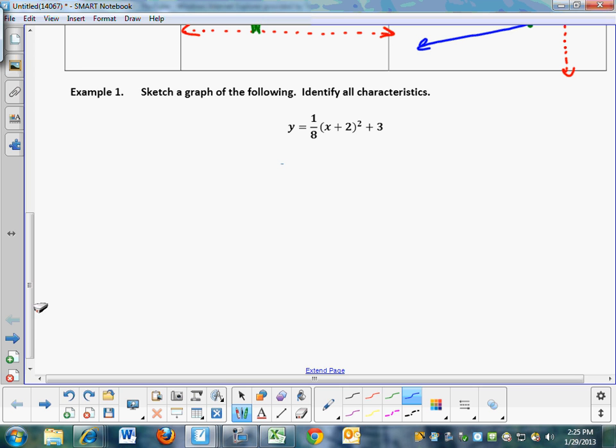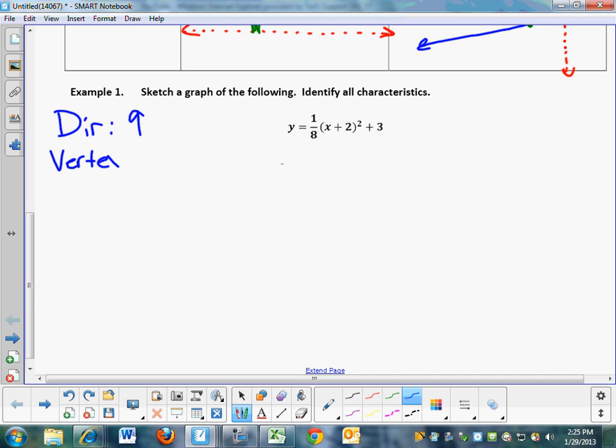All the characteristics of the graph. What's the direction? Up or down? Left or right? Is this horizontal or vertical? How do you know? How are you so positive that this is a vertical one? Because it's solved for y. It's y equals, and because it's positive, it goes up. Good. Direction is up.